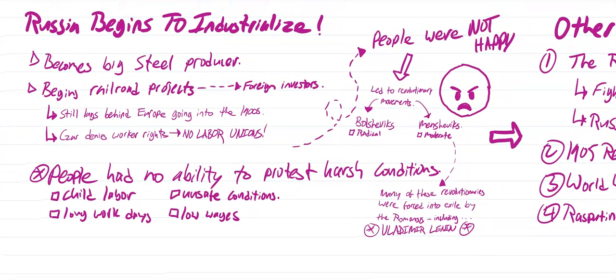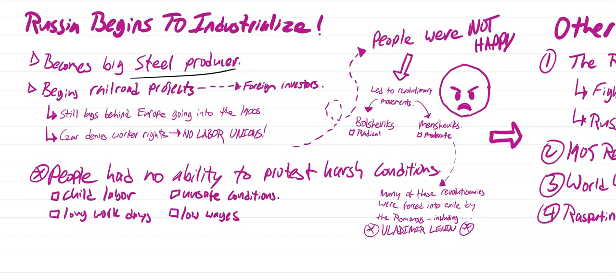Russia begins to industrialize. We already talked about this, and during the Industrial Revolution, they were slow to get on the bandwagon, and we saw that even at the time of the Crimean War and the Russo-Japanese War and even the Great War, they had still not had in place the infrastructure necessary to compete with other European countries. So, despite this, they did become a big steel producer. They did begin railroad projects, and foreign investments were what led to this.